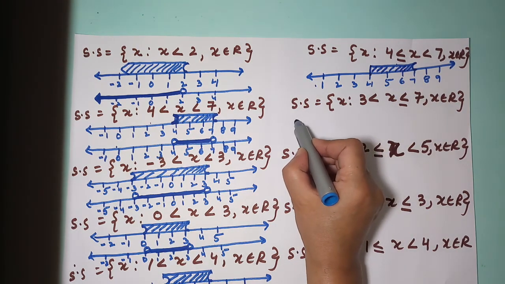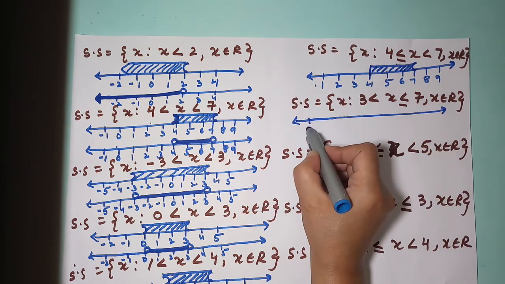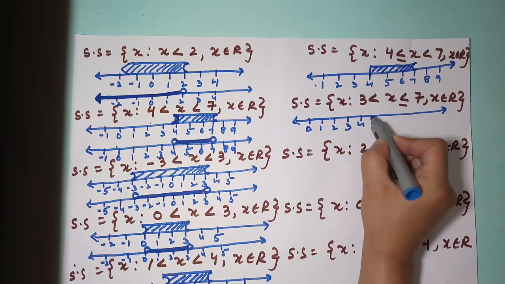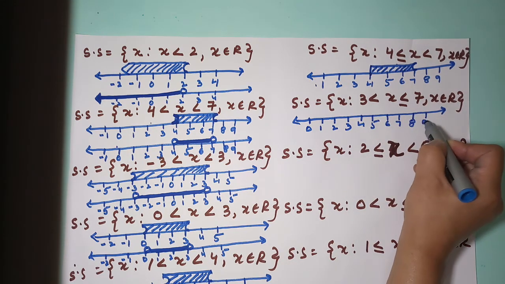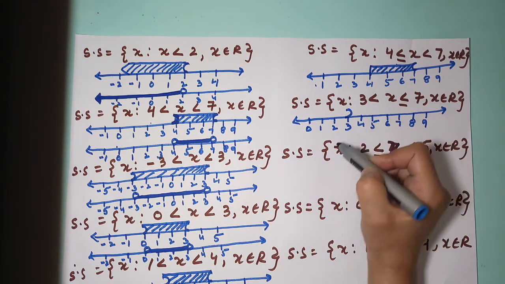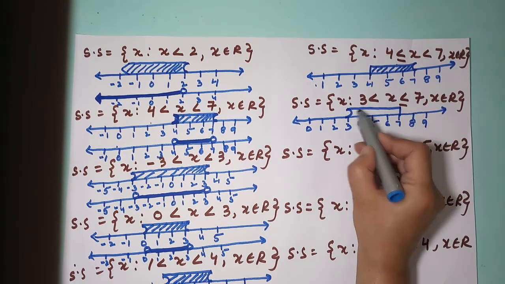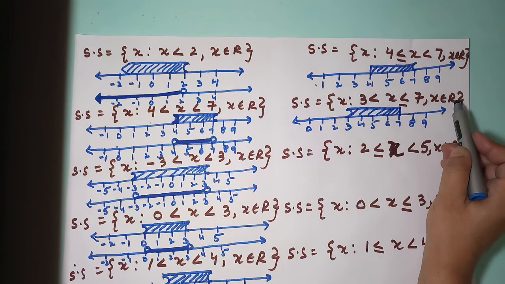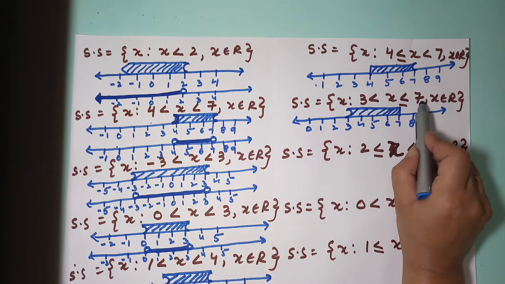Similarly, if we have to represent this here: 0, 1, 2, 3, 4, 5, 6, 7, 8, 9. Go to 3, no equality sign here, so an arc. Go to 7, equality sign here, so place a straight line here. Join this. It means that this solution set includes all the real numbers from 3 to 7, with 3 not included but 7 included.